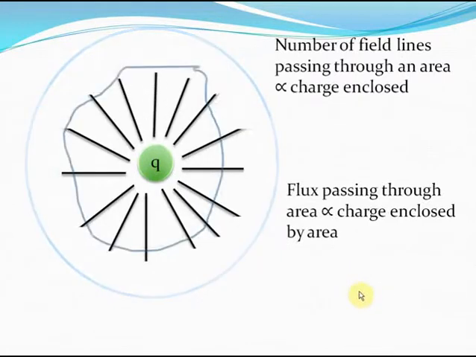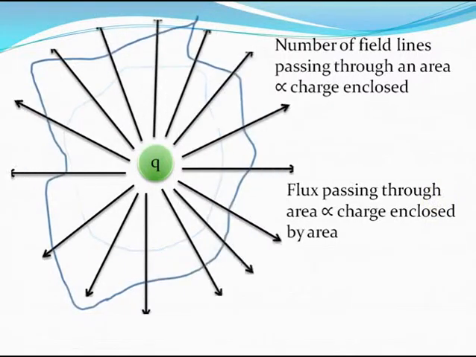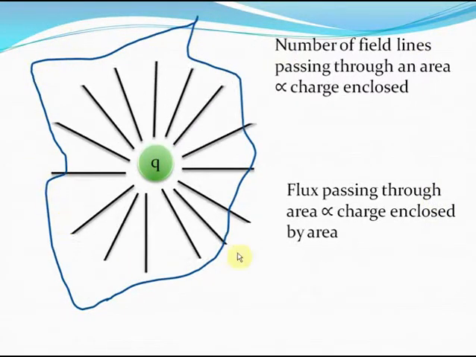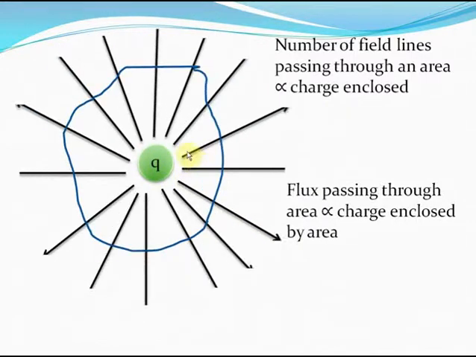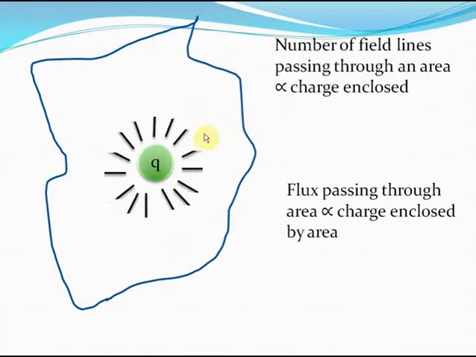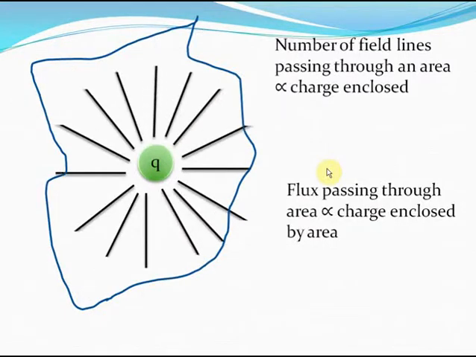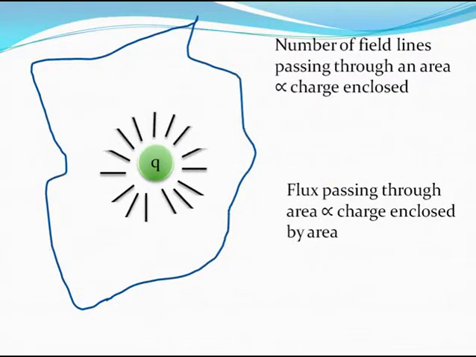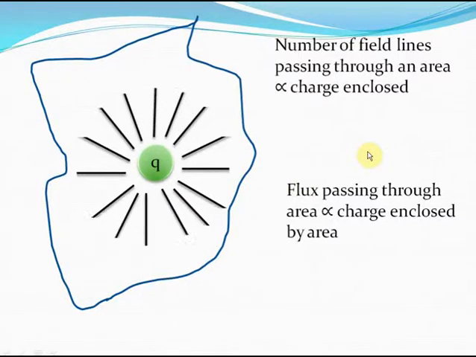So if I take any area like this, or if I take any area like this, the net flux flowing through this area will only depend on the net charge enclosed by the area. So this area and this area will both have the same flux flowing through them. Why? Because the net charge enclosed by both these areas is the same, isn't it? And according to Gauss's theorem, the net flux passing through an area is simply equal to Q by epsilon naught, the net charge enclosed divided by epsilon naught. So that was the statement of Gauss's theorem.